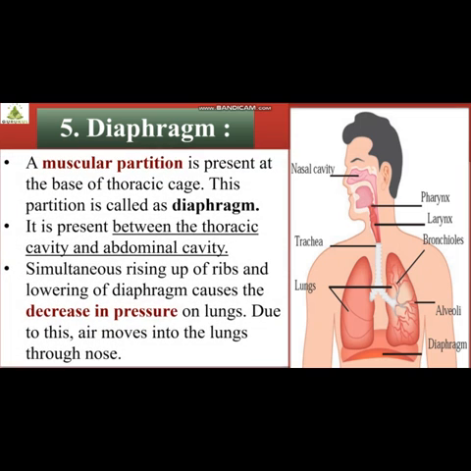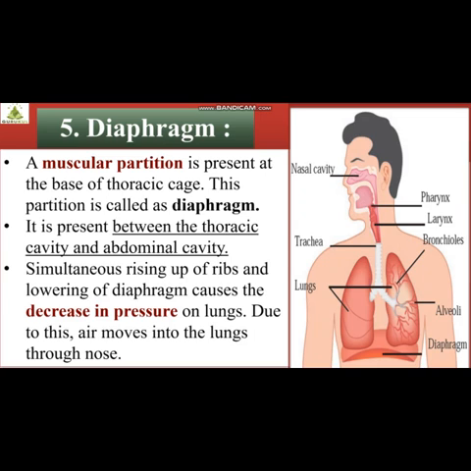Okay, students, the fifth component of the human respiratory system is the diaphragm. A muscular partition is present at the base of the thoracic cavity, students. This partition is called the diaphragm. Can you see where the diaphragm is? Yes. It is present between the thoracic cavity and abdominal cavity. Remember, the diaphragm is always present in between the thoracic cage and the abdominal cavity.